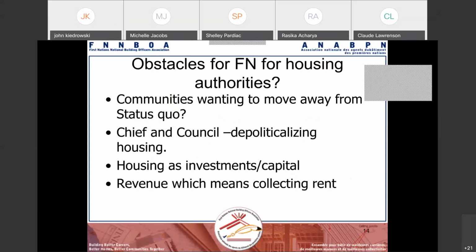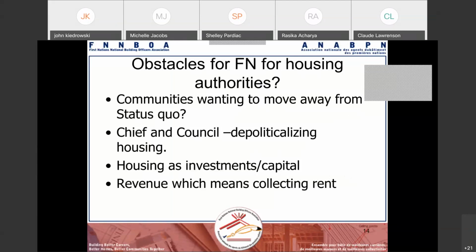So some of the obstacles for First Nations, based on what we have, is that communities want to move away from the status quo. We know the status quo for a lot of communities is not working. We have very poor housing conditions. We have overcrowding. Can a housing authority help to alleviate the existing status quo?